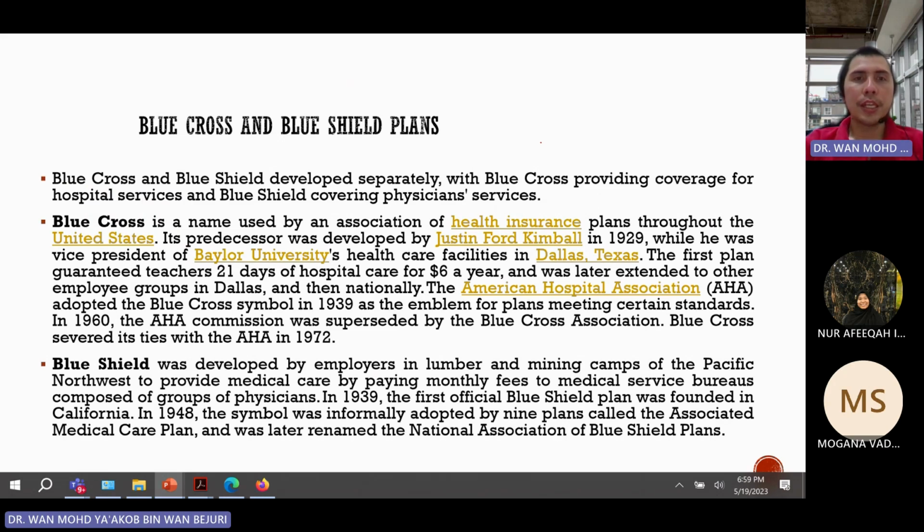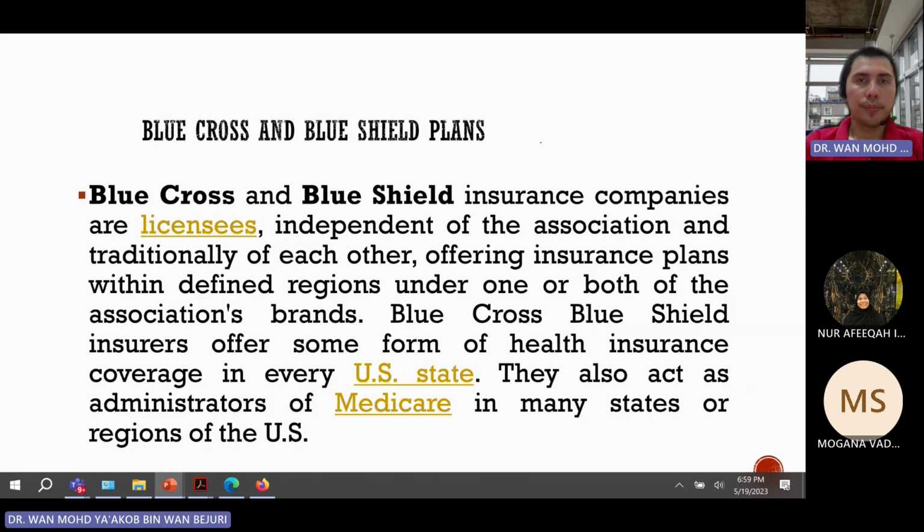Basically, what I can say is that Blue Cross and Blue Shield comes from the US. Most communities in the world prefer or use this kind of model from the Blue Cross and Blue Shield plan. This model is quite popular, because they are among the pioneers who created this kind of insurance.